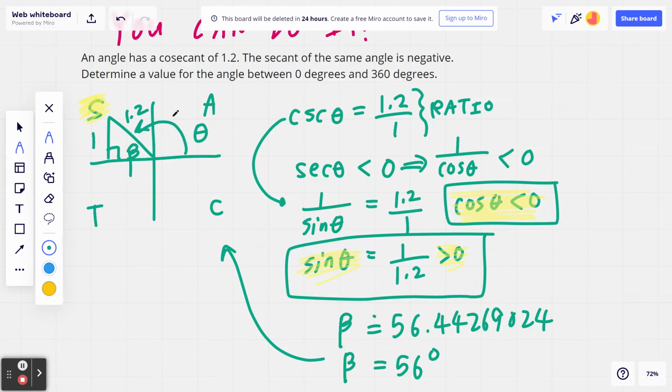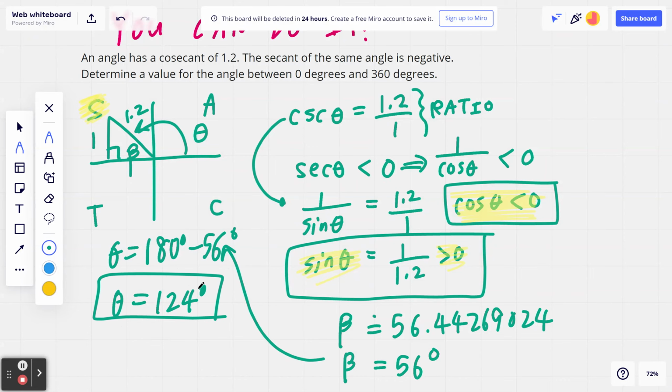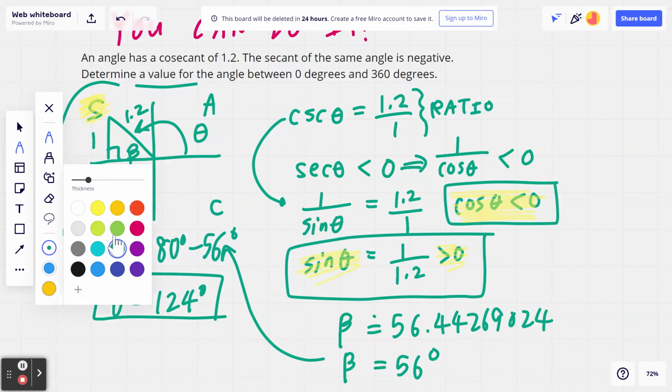So if you go back and you look for this angle theta, theta is going to be 180 degrees minus 56 degrees. So the principal angle equals 124 degrees. So again, when it says find a value for the angle, it's going to be exactly 124 degrees. How do we know if we're doing it right?